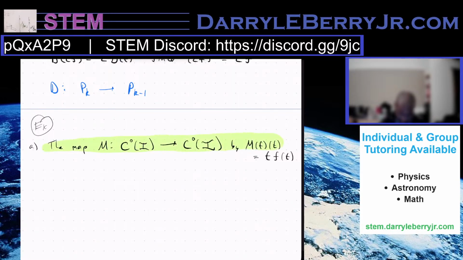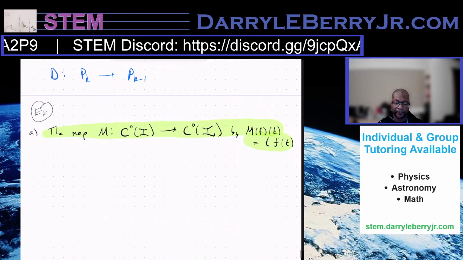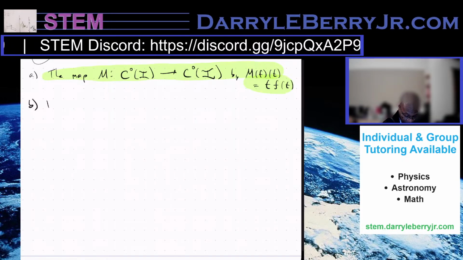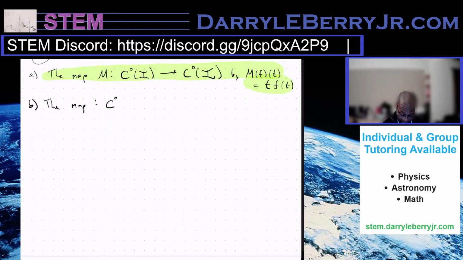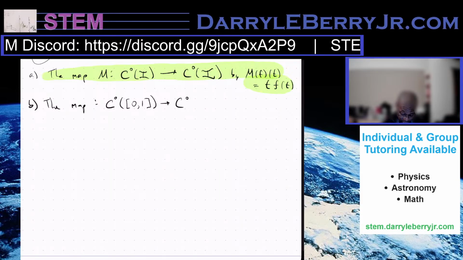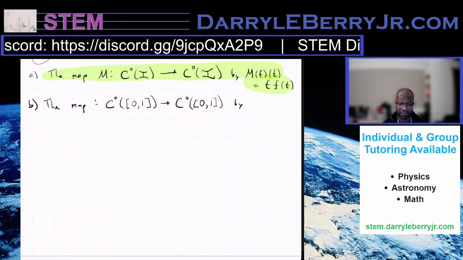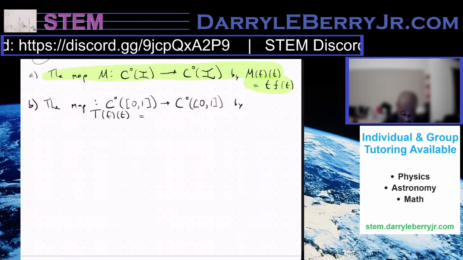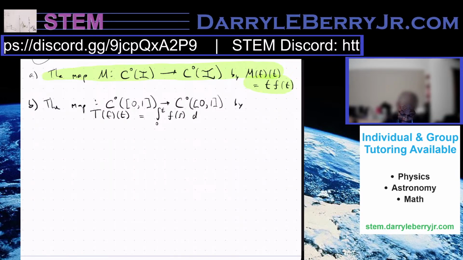The map, okay, seems like I could use more explanation, but we'll keep going. The map from continuously differentiable functions on the interval from 0 to 1 to C0, also on the interval from 0 to 1, by (Tf)(t) = the integral from 0 to t of f(s) ds.